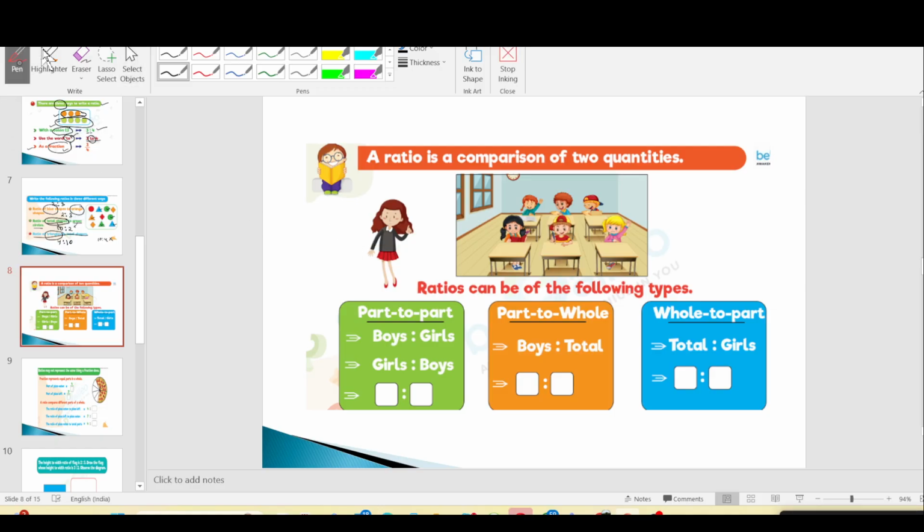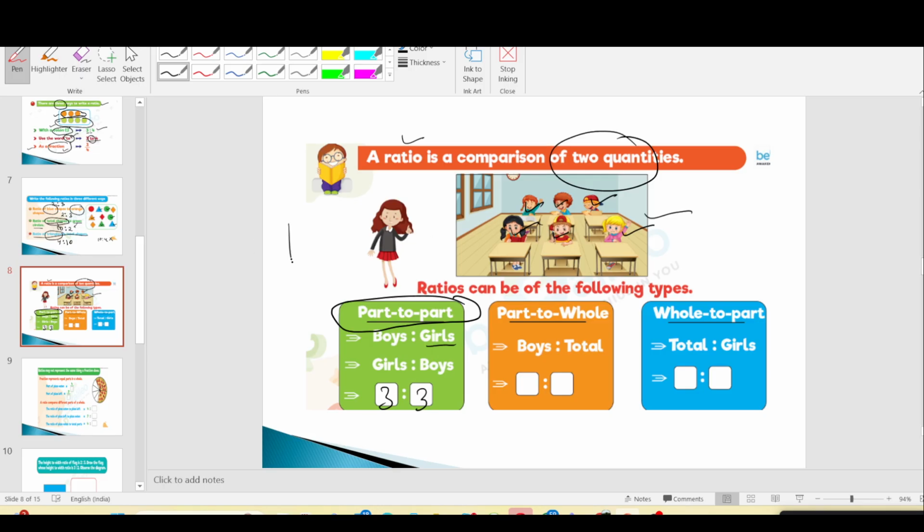So far we learned that ratio is comparing by division, right? When we compare two quantities, we can use ratio. So ratio can be of the following types. Ratio can be part to part. Part to part means like this: there is a classroom, there are some boys and girls. So how many boys are there? If you see 1, 2 and 3, right? There are 3 boys. So 3 boys and girls, 1, 2 and 3 girls, right? So ratio of boys to girls or girls to boys is same, 3 to 3.